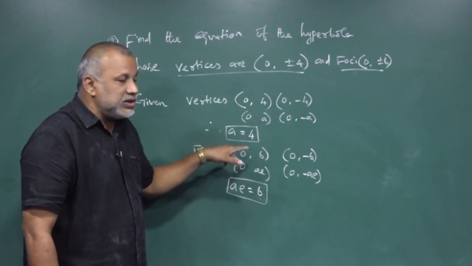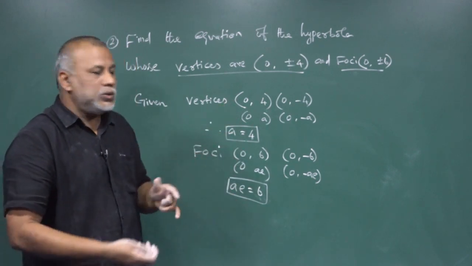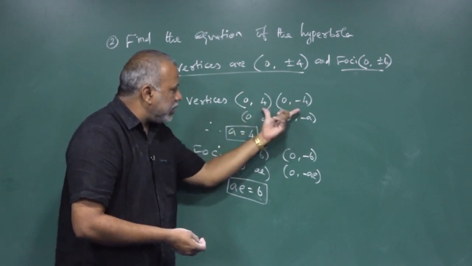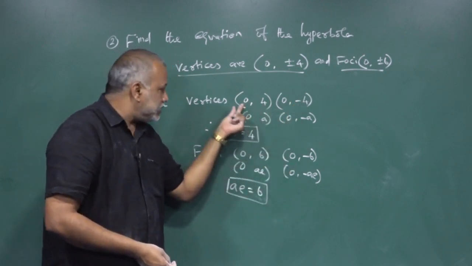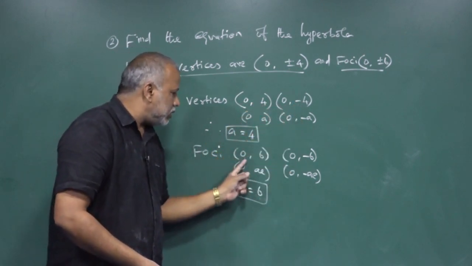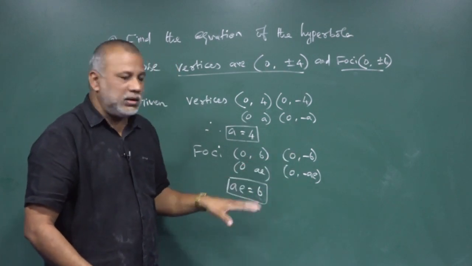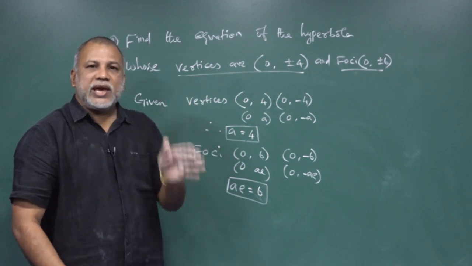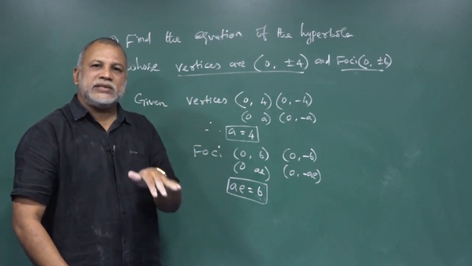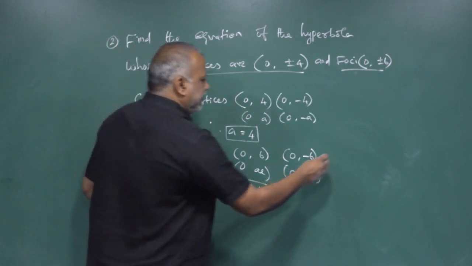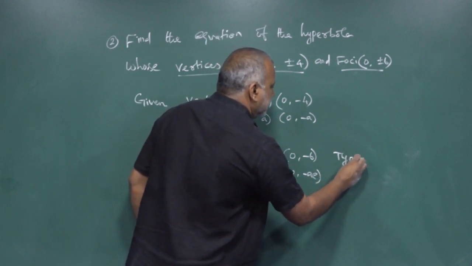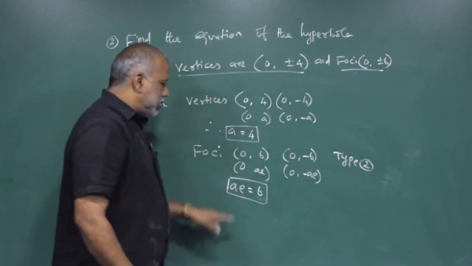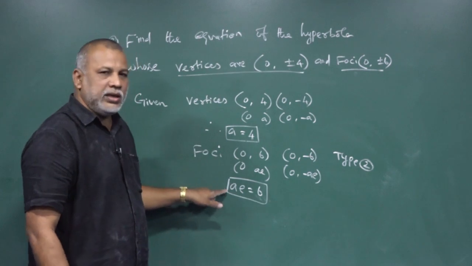Then this equation belongs to type 2. How? All the results have y coordinates only. See here, 0, 4, 0, minus 4, 0, 6, 0, minus 6. All the values have y coordinates only, so it belongs to the y-axis only. That means the transverse axis is along the y-axis. So the given equation is type 2. We worked out ae. We need b.